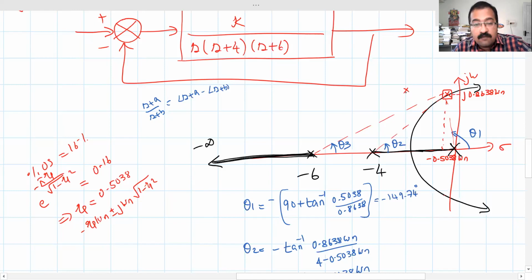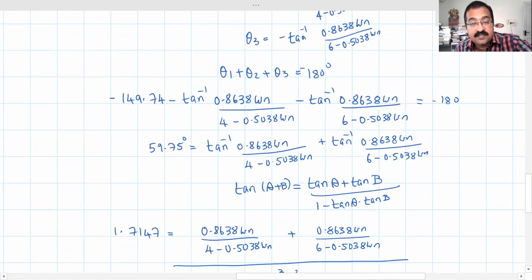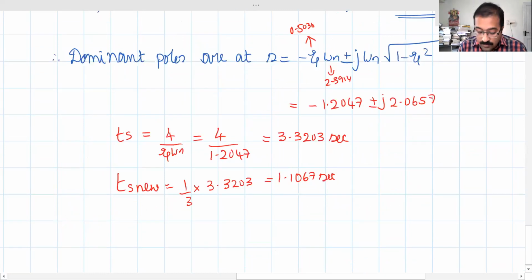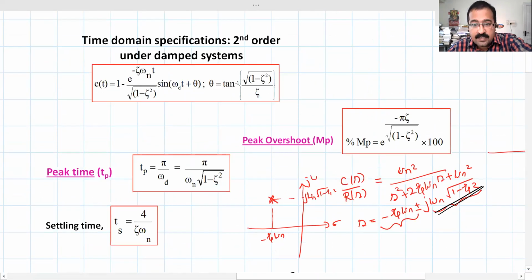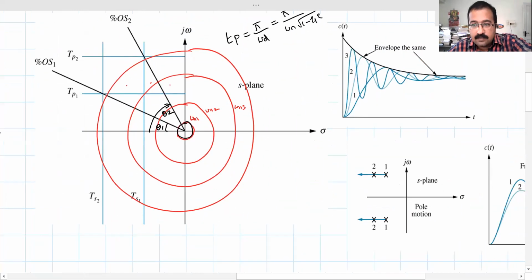Okay, so now we have to find what is the desired dominant pole. Ts new is this thing. That means this is nothing but 4 divided by theta into omega n new. Why is theta not changing? Because in the question it is given that we have to have 16% overshoot. Overshoot remains the same, which means you are moving along the radial line. Understood what I'm saying? See, this is the S-plane.